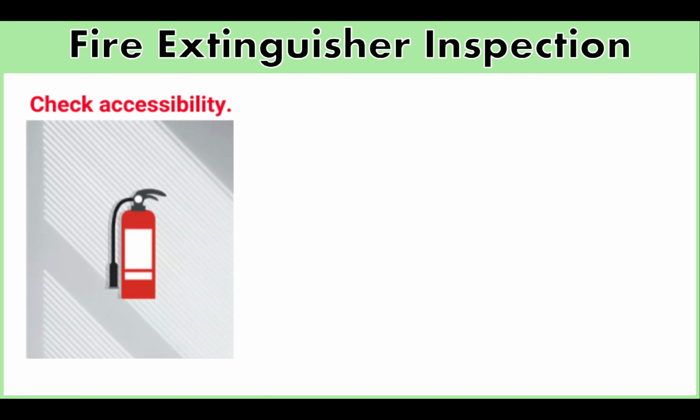First, check accessibility. Walk up to the fire extinguisher to check its visibility and accessibility. Identify if a fire extinguisher is present in the area, and take note if it is easily visible. It should not be blocked by any equipment or other objects that would make it difficult to be accessed during an emergency. Portable fire extinguishers other than wheeled types must also be secured in a specific location.